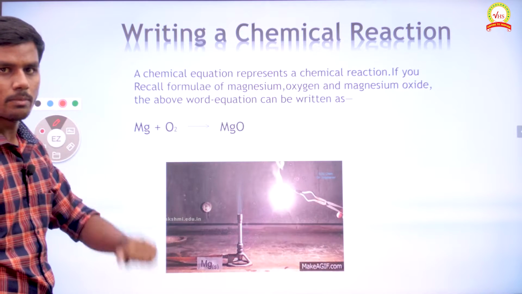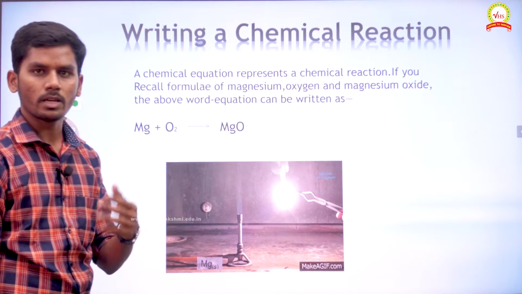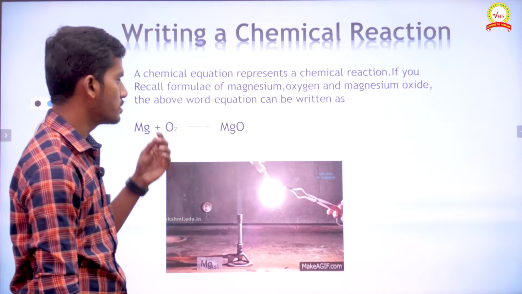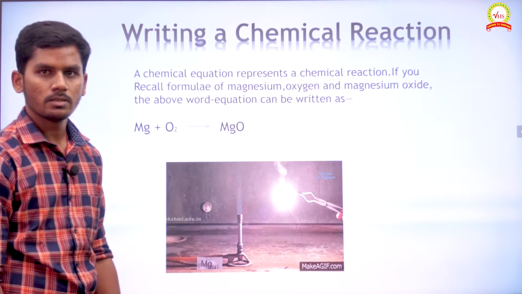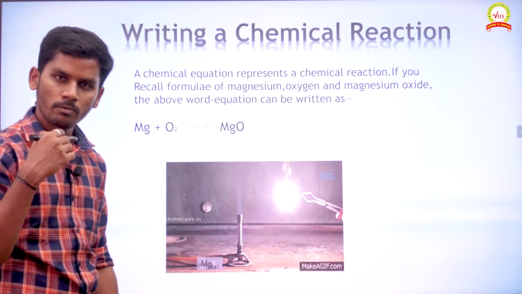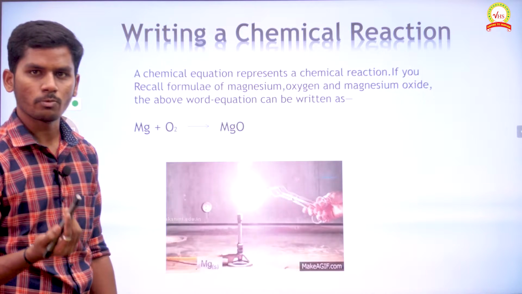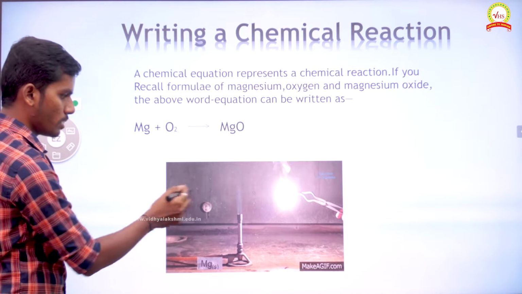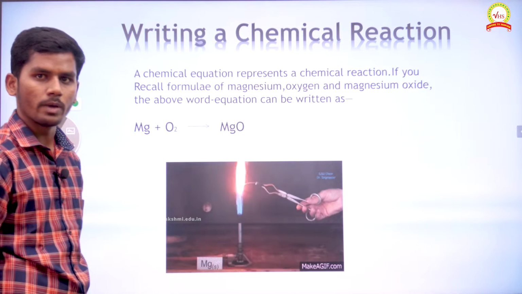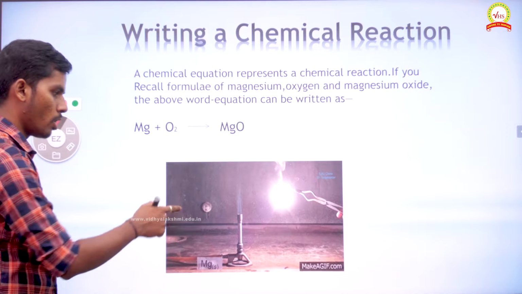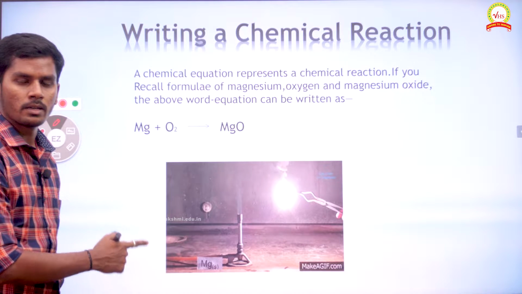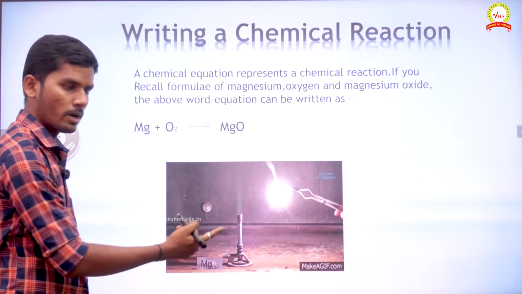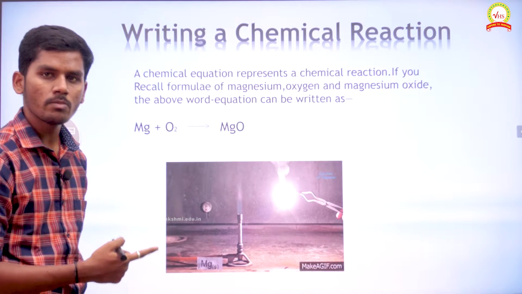Now, writing a chemical reaction. How to write a chemical reaction? Before getting into that, why should we write chemical reactions in the form of chemical equations? To many of you this question may arise. Say for example, this experiment shows burning of magnesium ribbon. I think you all would have seen this experiment in your school chemistry laboratory. You know, when magnesium ribbon burns, it forms magnesium oxide.